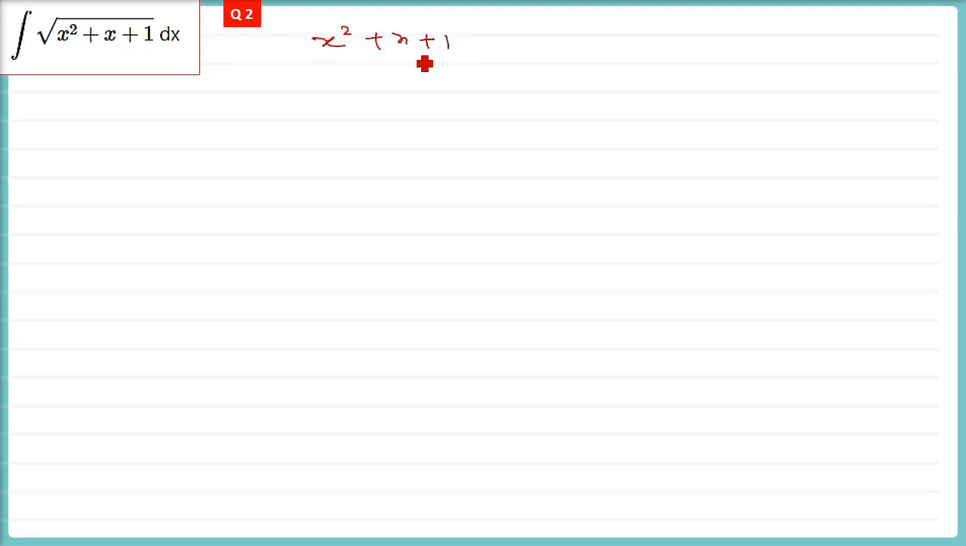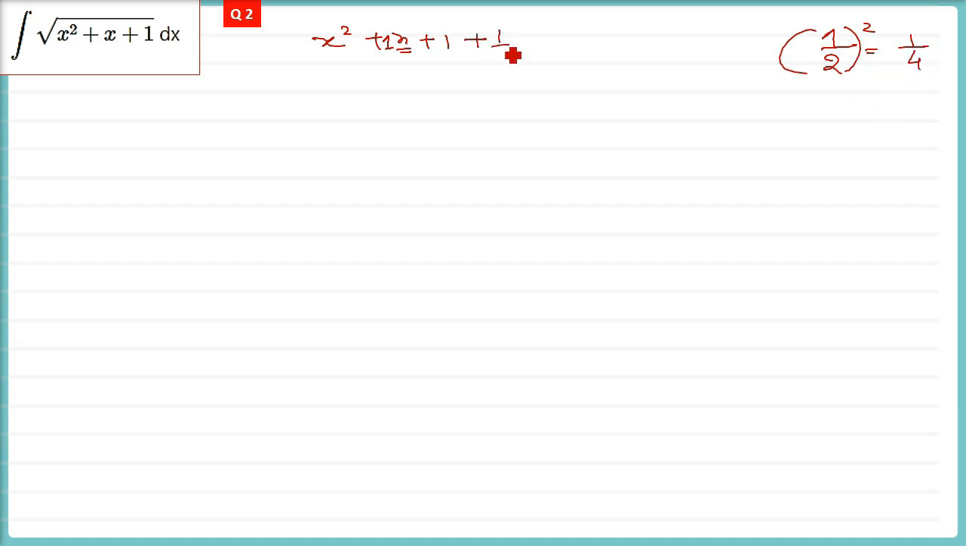So x square plus x plus 1: we have the coefficient of x as 1. Whatever the coefficient of x is, when x square has nothing in front of it, you divide it by 2. So 1 divided by 2 is 1 by 2. Then you square it, and it will form 1 by 4.